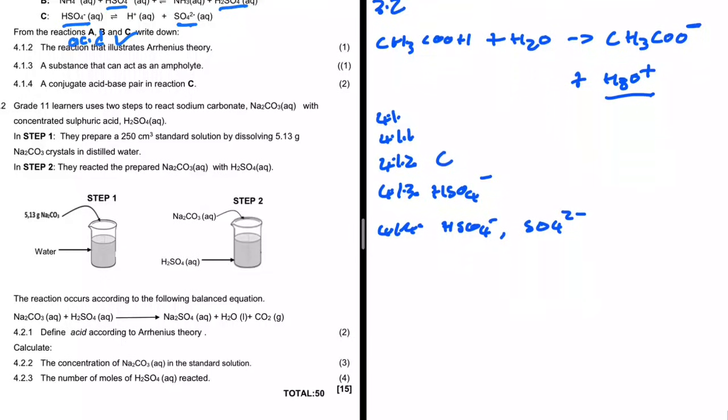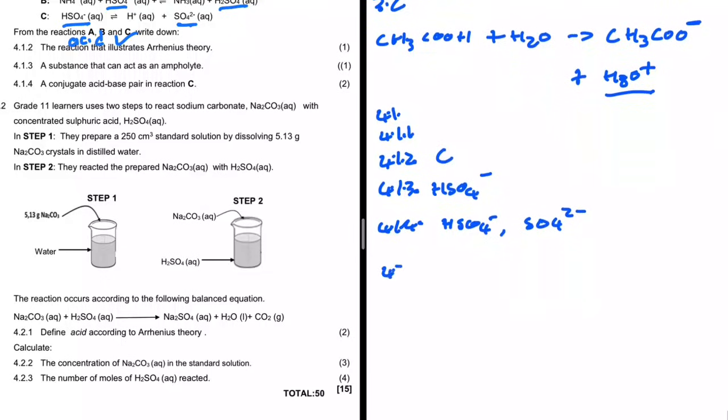And then 4.2.1, define an acid according to Arrhenius theory. Right, we're getting tired of these definitions. I think we have defined an acid and a base according to Arrhenius theory and Brønsted-Lowry theory.